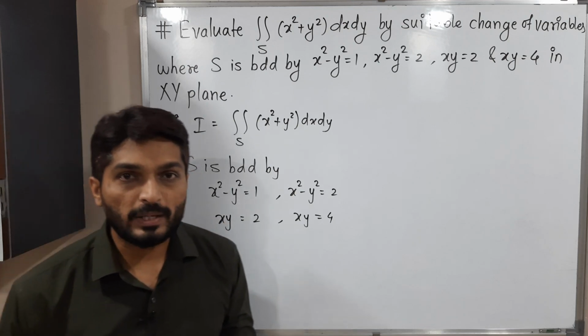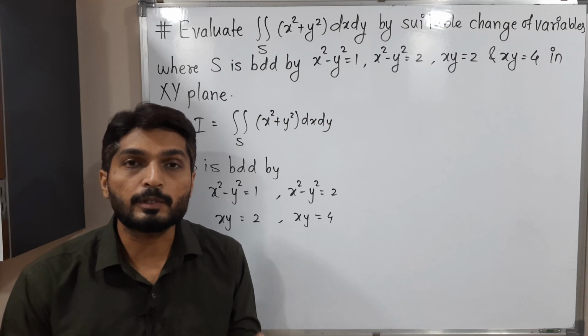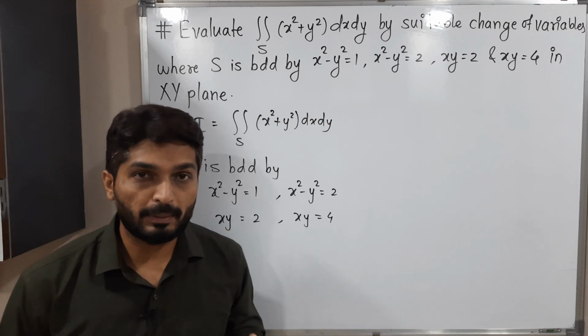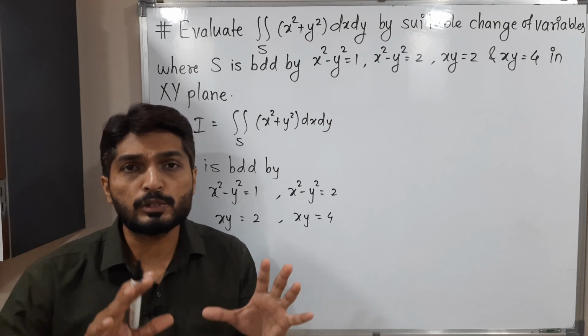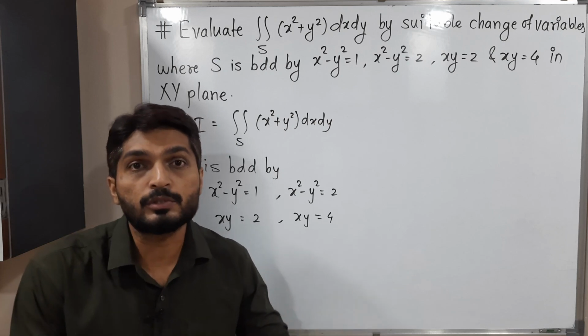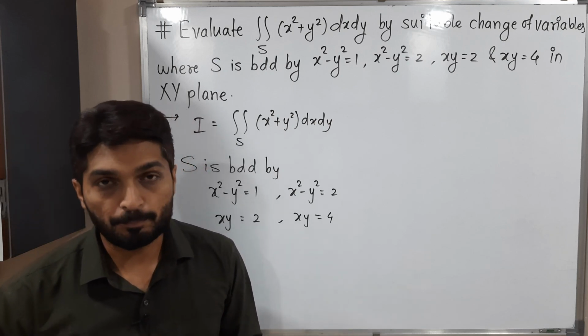So x square minus y square is equal to 1, x square minus y square is equal to 2. These are equations of hyperbolas, right? And these two are rectangular hyperbolas. So that means the region will be so much complicated in the xy plane. So obviously there is a need to substitute something to make the problem more simple. So I am going to do the same.